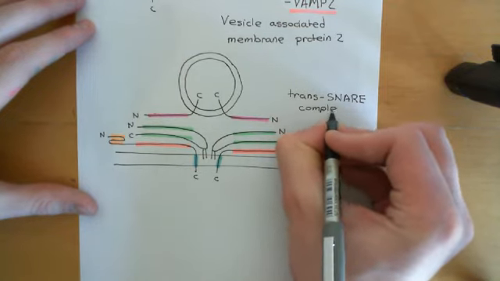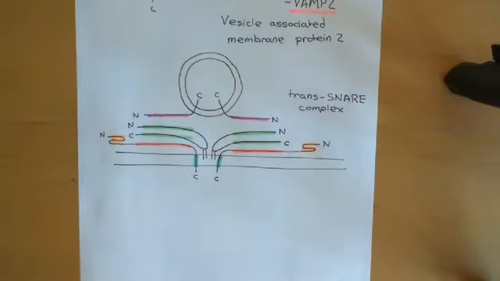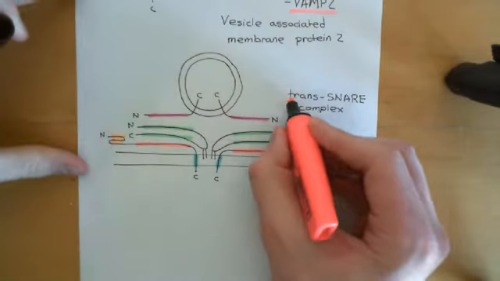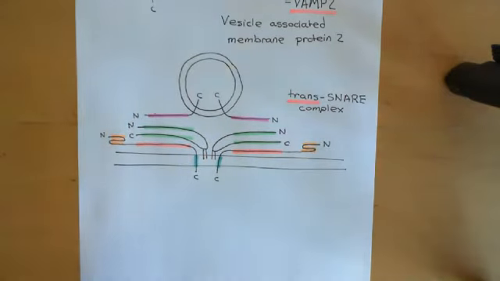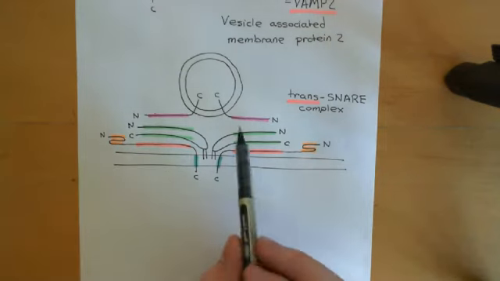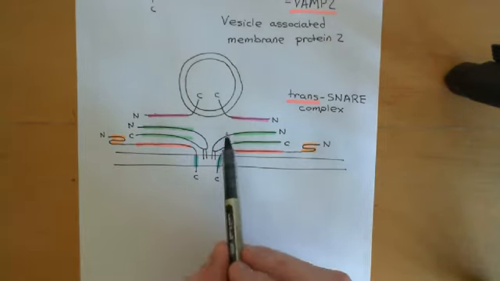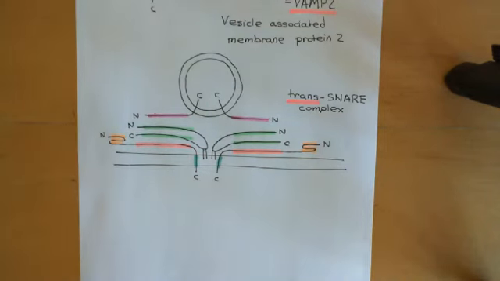Now why is it called a trans-SNARE complex? Well, the SNARE complex hopefully makes complete sense, but the trans, what does that mean? Trans means on the opposite side to. So this is referring to the fact that the SNARE proteins involved in the formation of this SNARE complex are in opposite membranes. So now we have the formation of 2 trans-SNARE complexes shown.